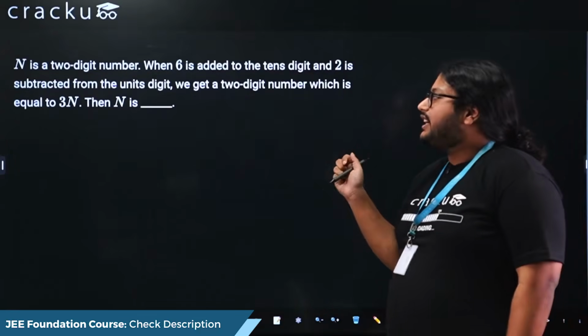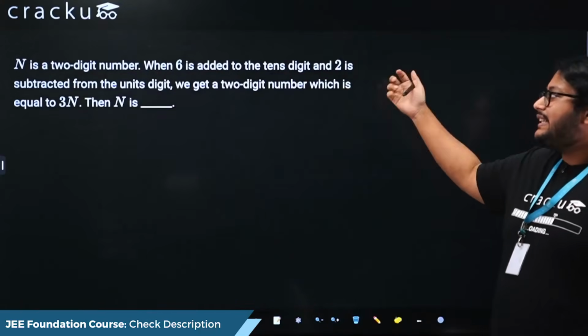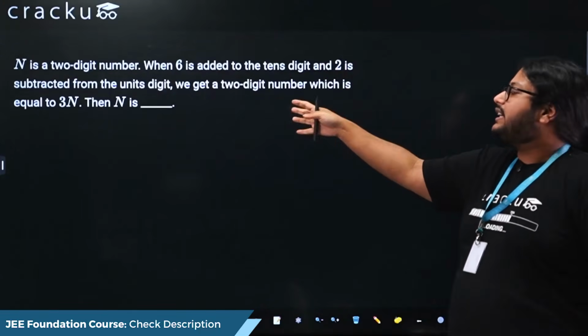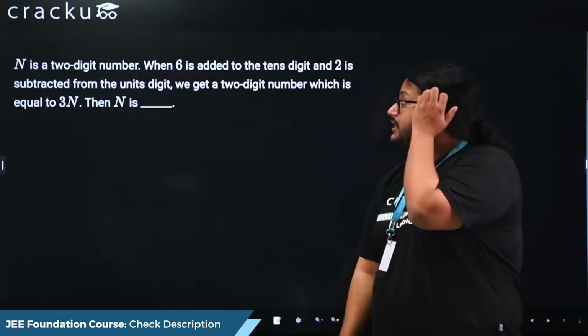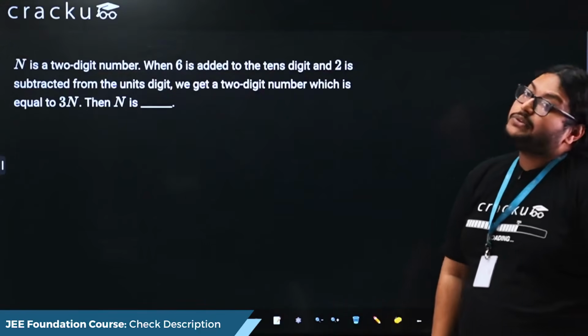In this question, we are told that n is a 2-digit number. When 6 is added to the tens digit and 2 is subtracted from the units digit, we get a 2-digit number which is equal to 3n. Then n is? So n is a 2-digit number.